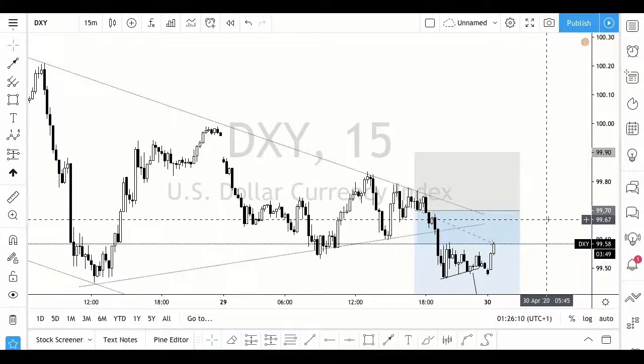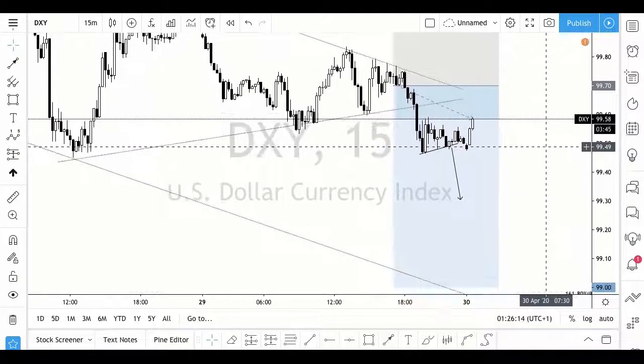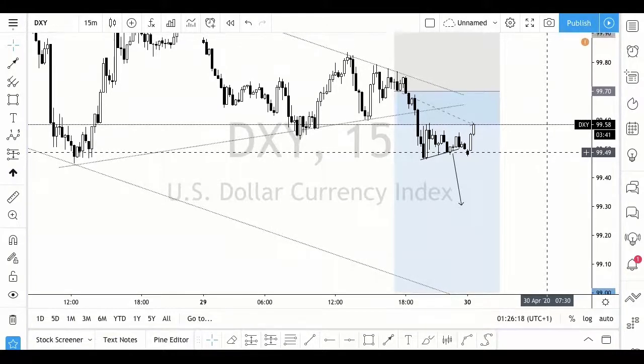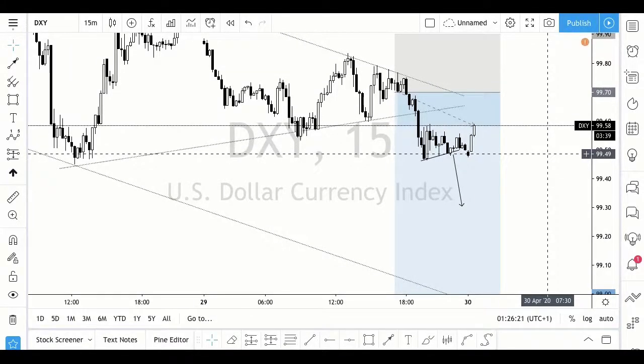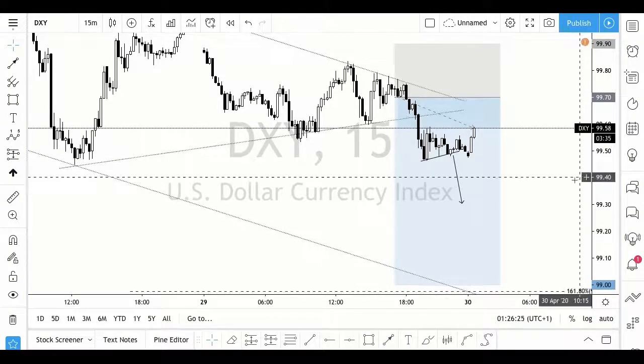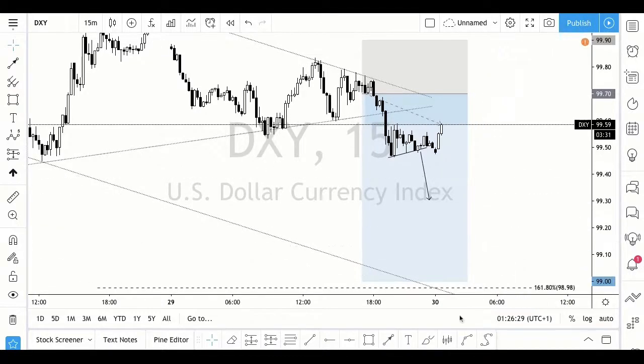So this is my view on DXY. Comment yours down below on the US dollar and what you think is next for the US economy and that sort of stuff. Because as we know, America is not in the best of situations at the moment. The Fed just keeps releasing money into the economy. It's all crazy.